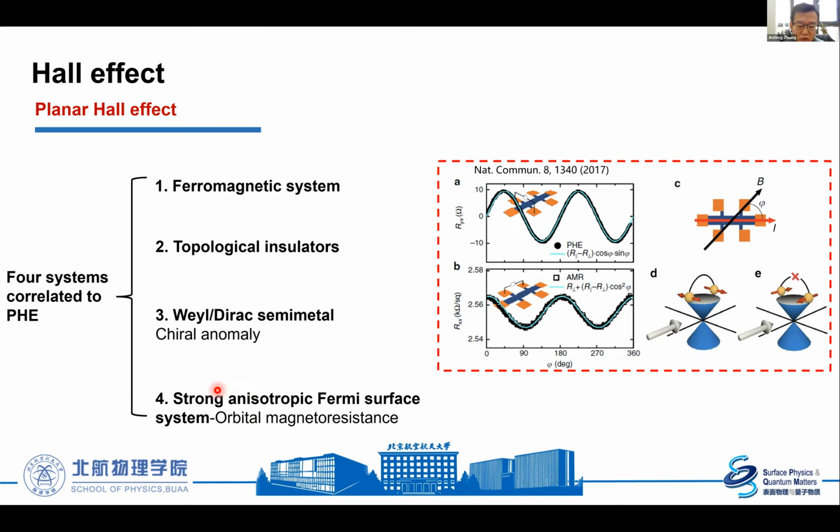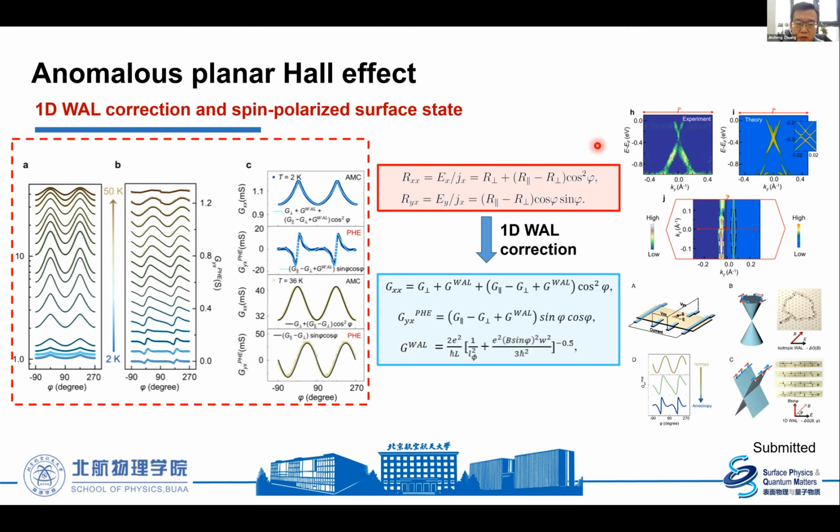That's why we use the planar Hall measurement for the Bismuth halide system, Bismuth bromide, with a magnetic field rotated along the 1-0 surface. And in this case, at high temperature, we see a typical planar Hall effect.